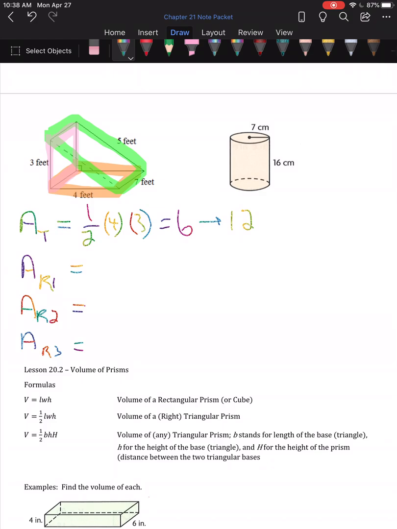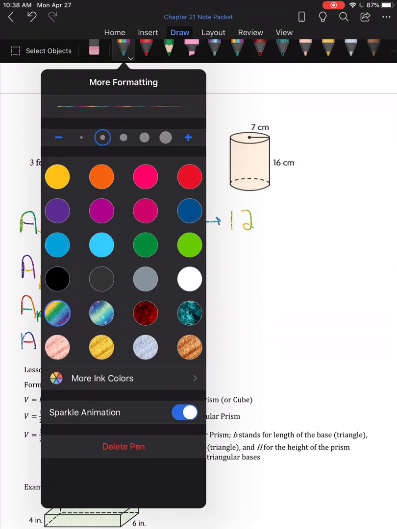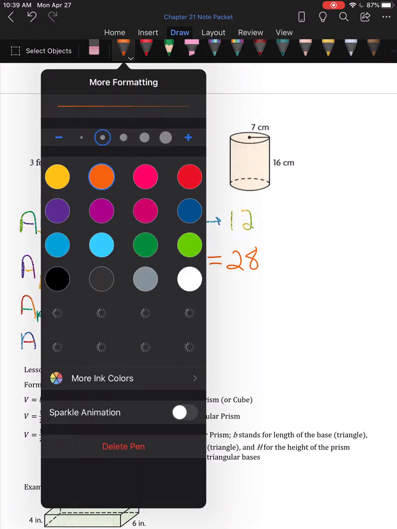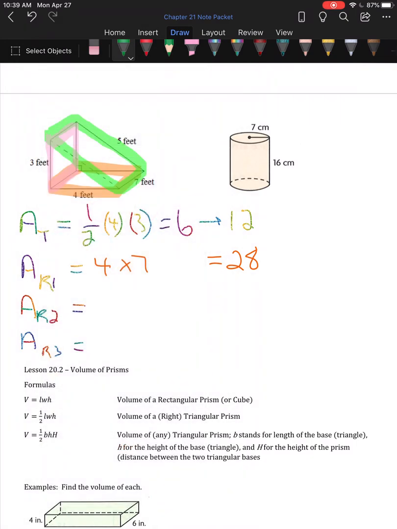Each of those rectangles should have 2 numbers on them. So the orange rectangle, take a look at it. It's 4 by 7. 4 times 7 is 28. The green rectangle is 5 by 7. 5 by 7 is 35. And the pink rectangle is 3 by 7. 3 by 7 is 21.